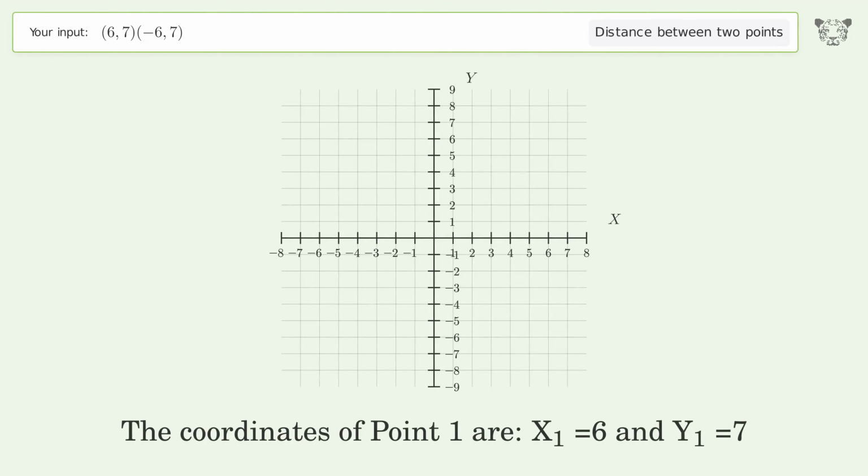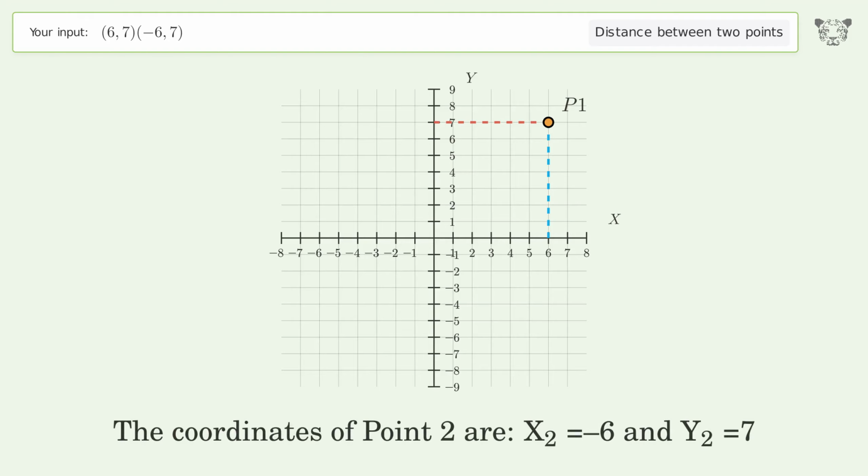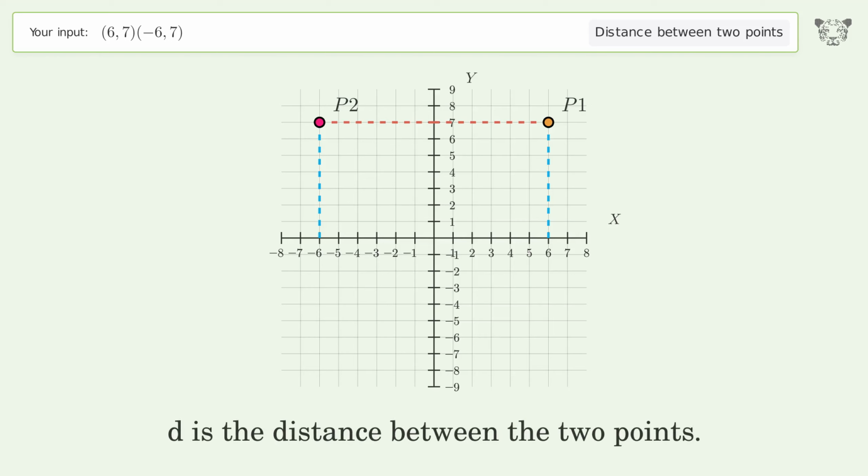The coordinates of point 1 are x1 equals 6 and y1 equals 7. The coordinates of point 2 are x2 equals -6 and y2 equals 7. D is the distance between the 2 points.